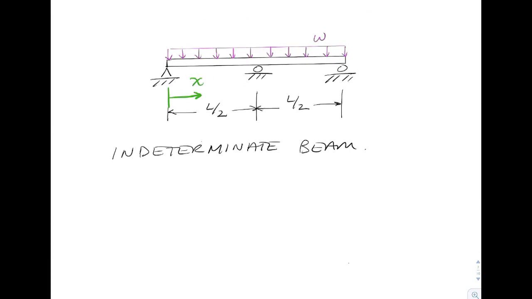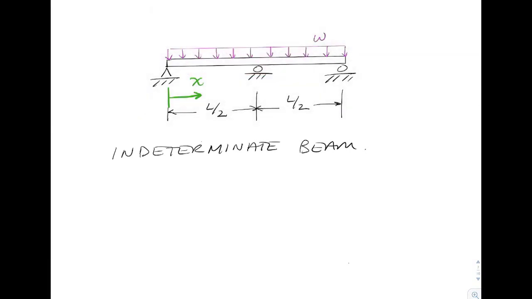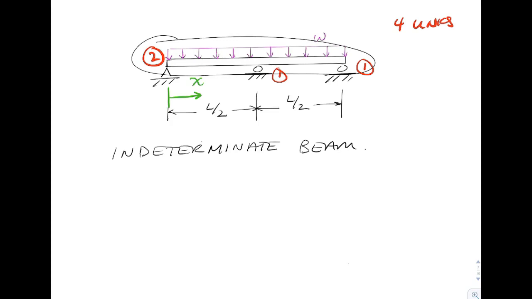We've got one more indeterminate beam to talk through here, and it's a little bit different. We've got a pin connection giving us 2 external unknowns. I've got a roller and another roller. So again, we have 4 unknowns. We have 1 structure. This beam is continuous all the way across, so that gives us 3 linearly independent equations.